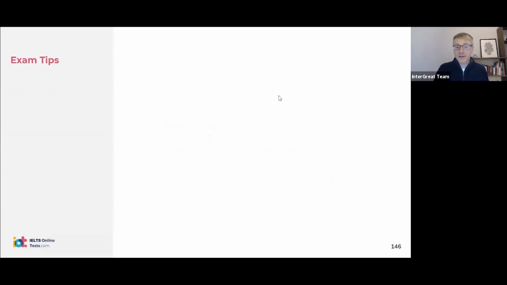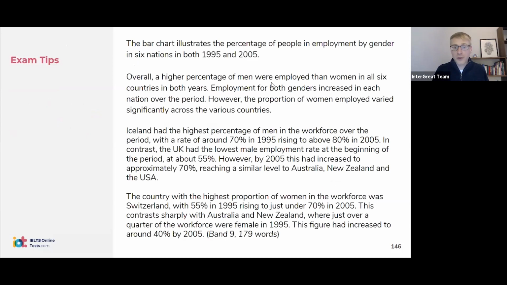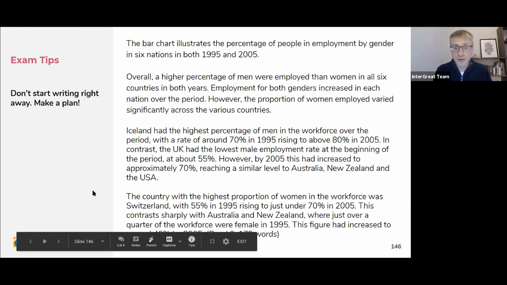So, guys, looking at our full essay, you can see we've got 4 paragraphs. As we discussed, this would be a band 9. It's 179 words. It's long enough, and it does a good job of picking out the key information, okay? A few final tips before we go. Don't start making a plan. Don't start writing right away, okay? Stop, breathe, analyze the question, and make a plan before you start writing, okay? Very, very important. It'll help you to write more quickly.